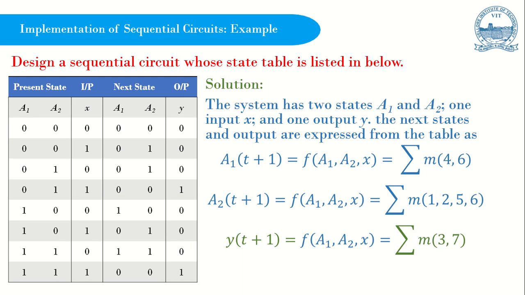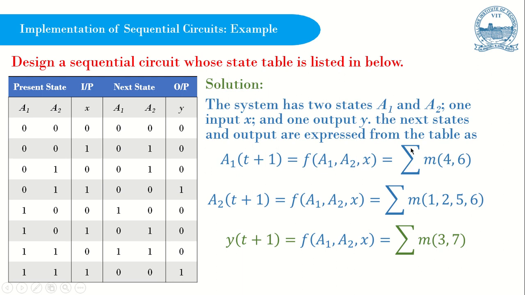As usual in the analysis, we need the equations for the next state and output as a function of the present state and the input. So we write the next state equation and the output equations like this: A(t+1) is equal to f of A1, A2, X, meaning it is a function of the present states A1, A2 and the input X.